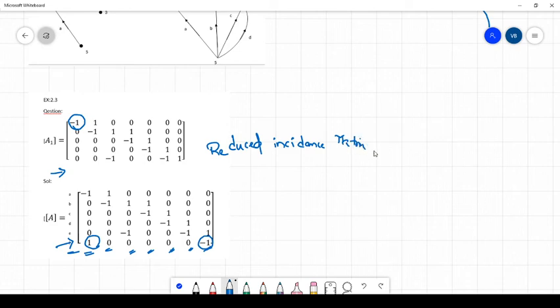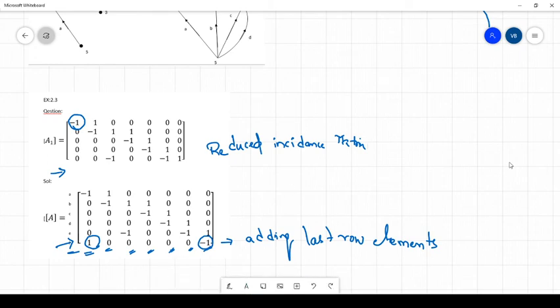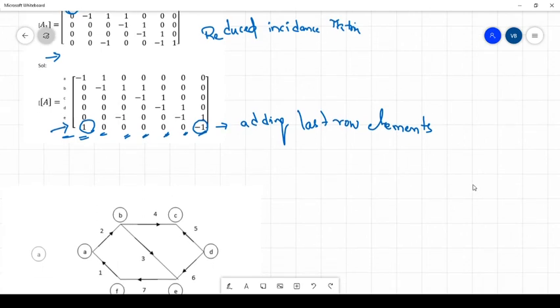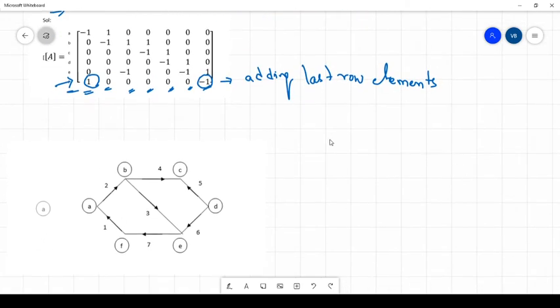So whenever a reduced incidence matrix is given, you observe each and every column's values by adding a last row element. Here we are adding the last row elements by considering the non-zero elements and zero elements. After that you can draw the graph for that one. So here we are drawing the graph for that particular actual incidence matrix. I am drawing this one.